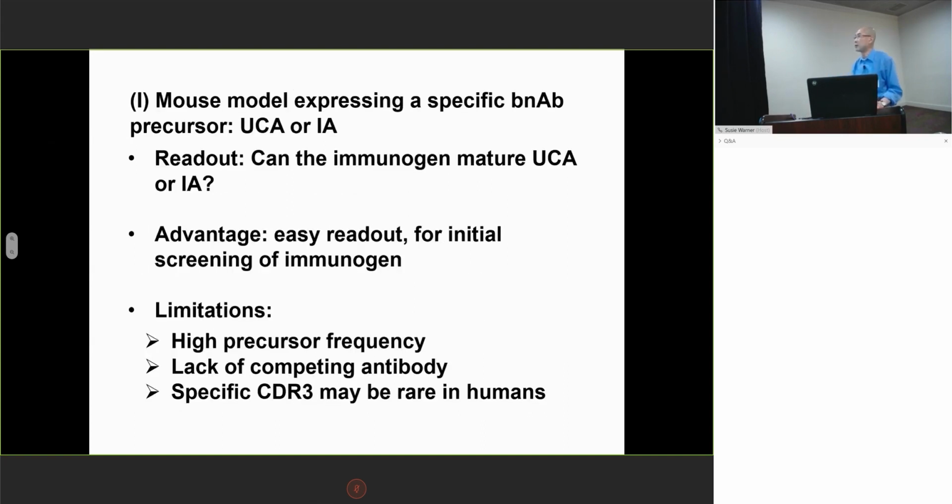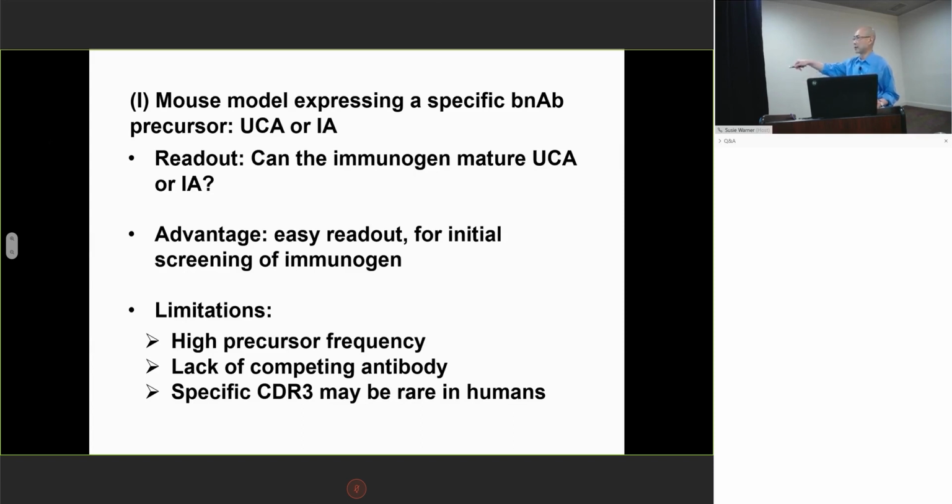So let's say you solve all these technical problems, and you get the perfect knock-in mice that have lots of B cells. The question is, what can you learn from this kind of mice? Really, these mice are intended to test whether an immunogen can activate the B cells expressing the UCA or intermediate antibody and mature them toward bnAb. So the advantage, of course, is you have an easy readout, you have lots of B cells there. It can give you a sort of yes or no answer to see whether the immunogen works at all.